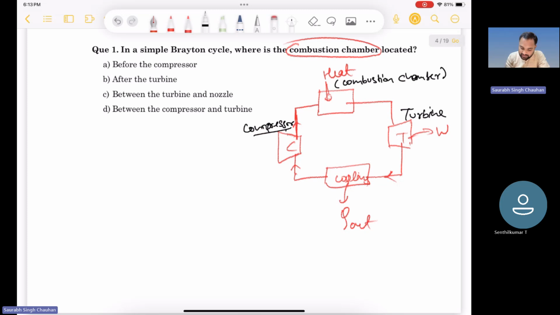So the combustion chamber is before the turbine and after the compressor. Option A says before the compressor, this is not correct. After the turbine, this is also not correct. Between the turbine and nozzle, this is also not correct. And option D says between the compressor and turbine, this is the correct option.